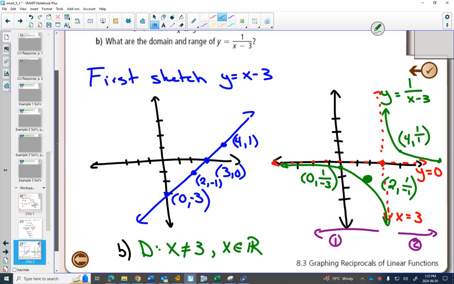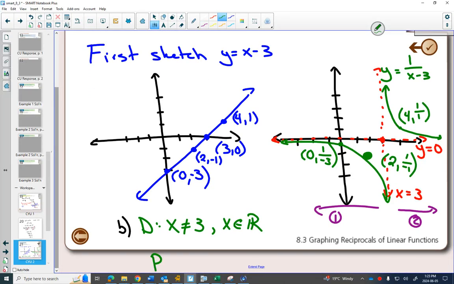Okay? Same thing with your range. Y can't equal 0. That would be enough to say the answer for the range. Questions for practice on this one are 6 and 7.